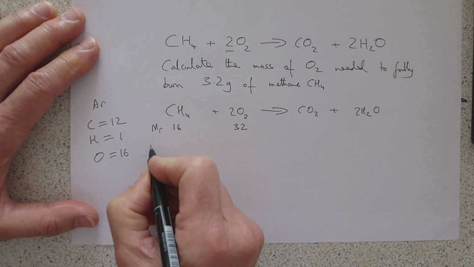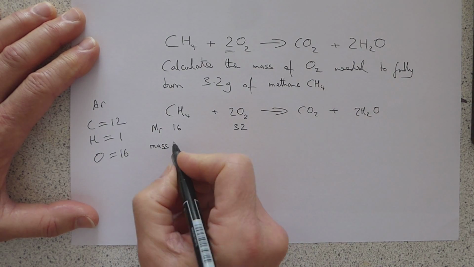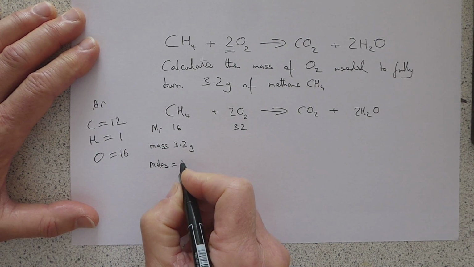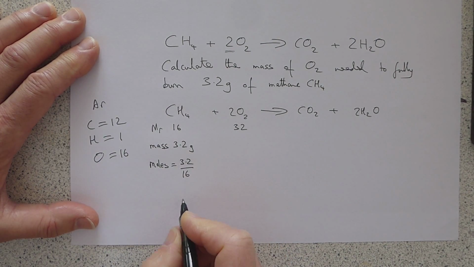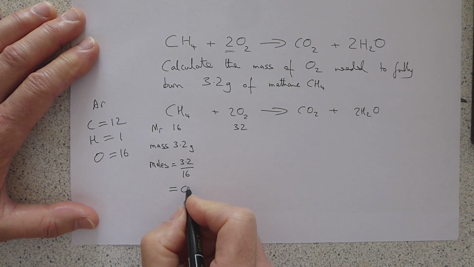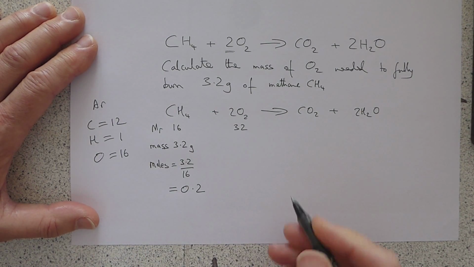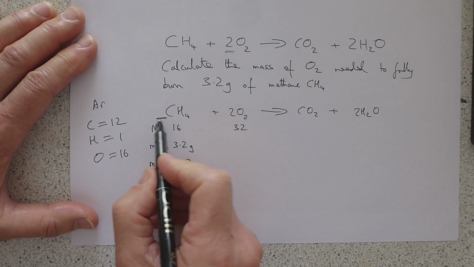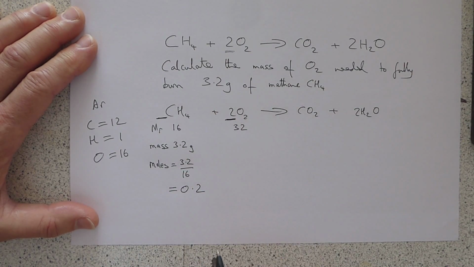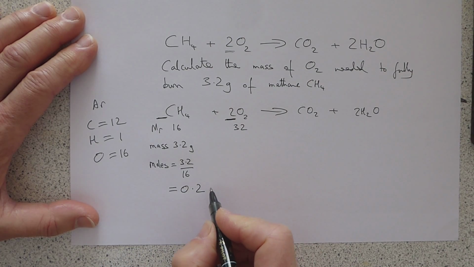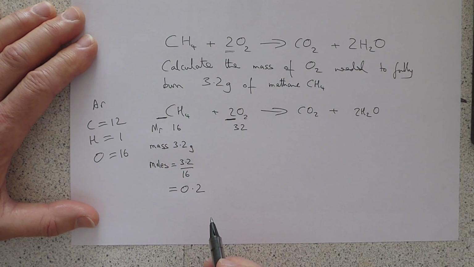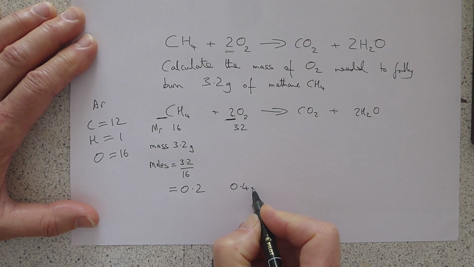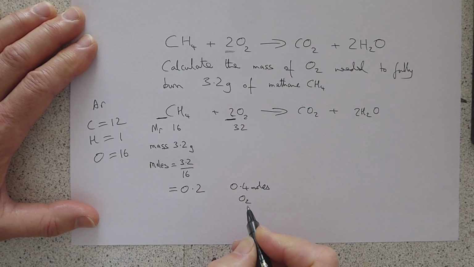Now, my mass of methane is 3.2 grams. So my moles of methane is the mass, 3.2, over 16. Put it into your calculator if you can't do it in your head, that's 0.2 moles. Now, oxygen, stoichiometry this time. There's no number in front of methane, but there's a 2 in front of oxygen. So if I start off with 0.2 moles of methane, I'm going to need twice as many moles of oxygen. So I need 0.4 moles of my O2.